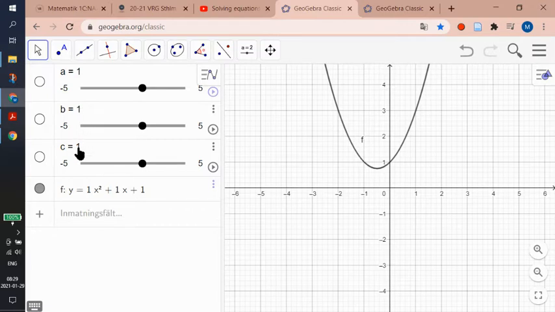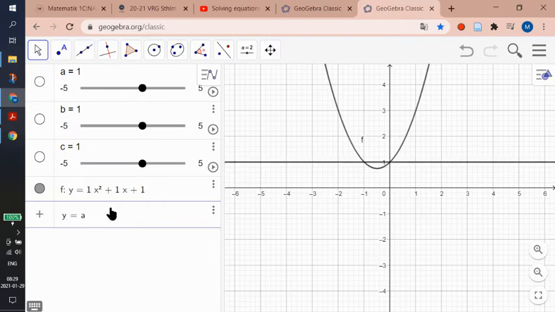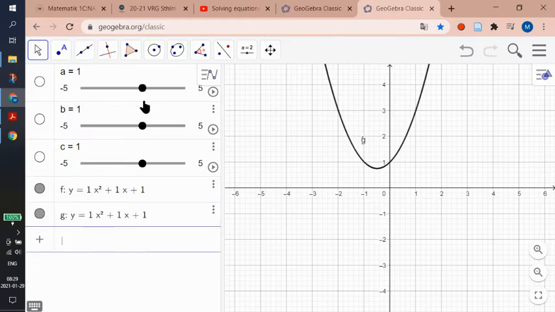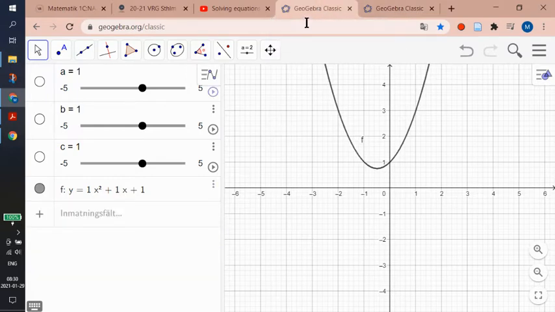To actually set this up, I typed in y equals a times x squared plus b times x plus c. And then when I hit enter, it gives me these sliders here. The reason I'm showing this is that I think the slider function in GeoGebra is a really great feature, so I strongly recommend that you try this out.